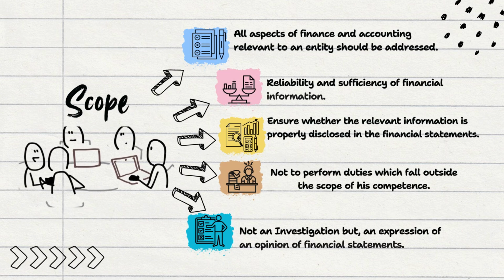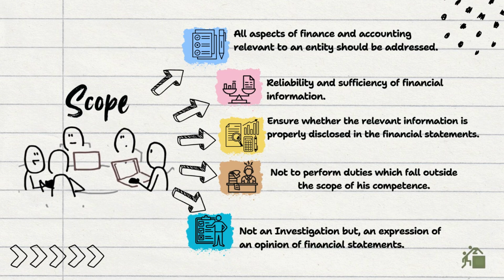Now, let us move on to the scope of auditing. Scope refers to the range of something. The purpose of an audit is to enhance the degree of confidence of intended users in financial statements. Users of such statements are its stakeholders, both internal and external. Enhancing confidence involves the auditor expressing an opinion on whether the financial statements are prepared in accordance with the applicable financial reporting framework or not.